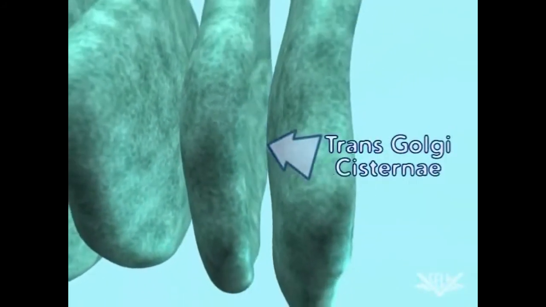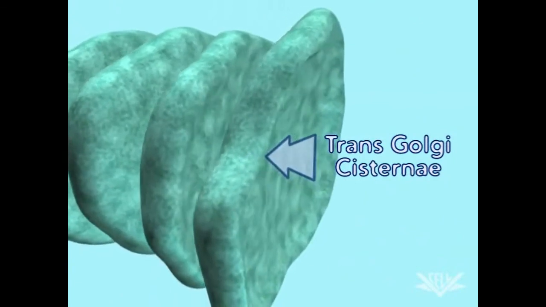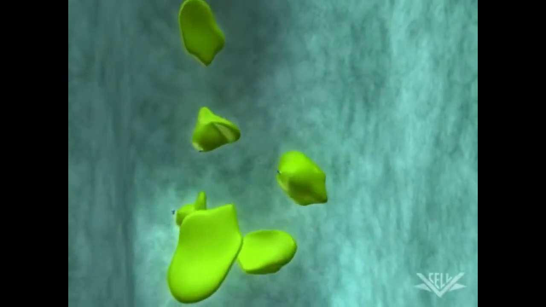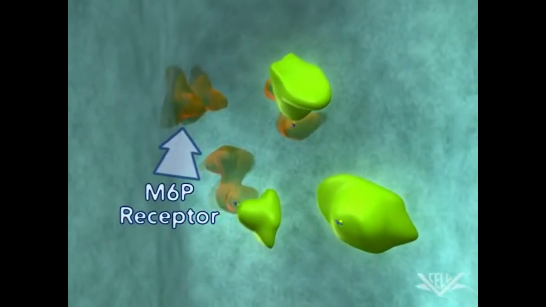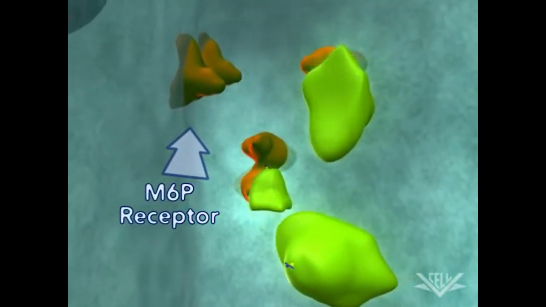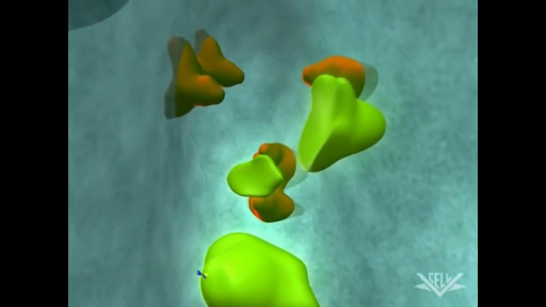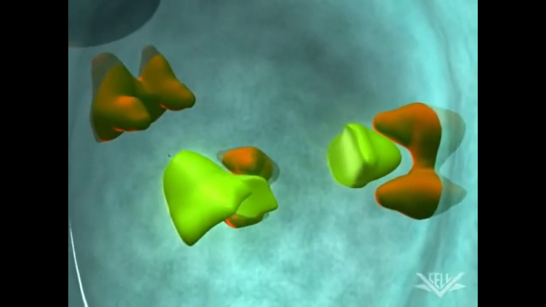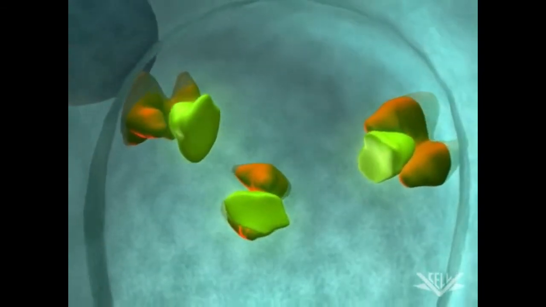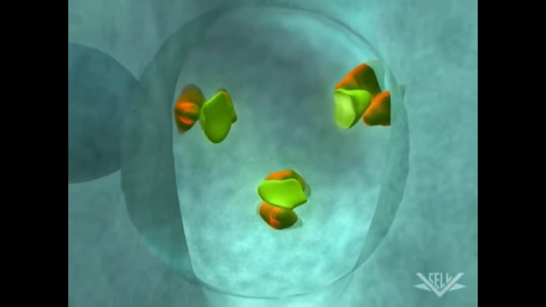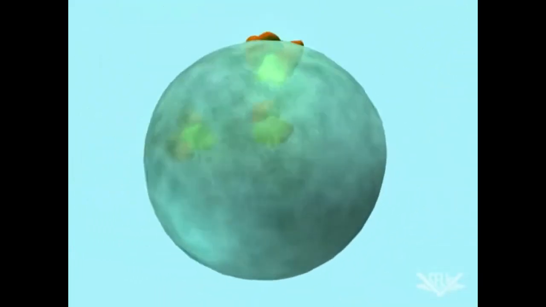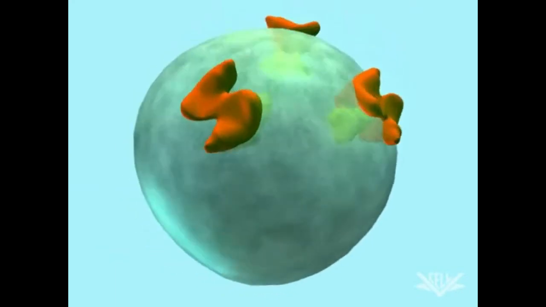Once the hydrolase reaches the trans-Golgi cisternae, the mannose-6-phosphate signal has been completed. Only proteins destined for the endosome have the mannose-6-phosphate signal. Once modified, the hydrolase is bound to the mannose-6 receptor protein through the mannose-6-phosphate molecule. The receptor has a domain that extends through the trans-Golgi membrane. Through the interaction with this receptor, the hydrolase is associated with the trans-Golgi membrane. Next, a vesicle containing the hydrolase buds off from the trans-Golgi and moves to the endosome.